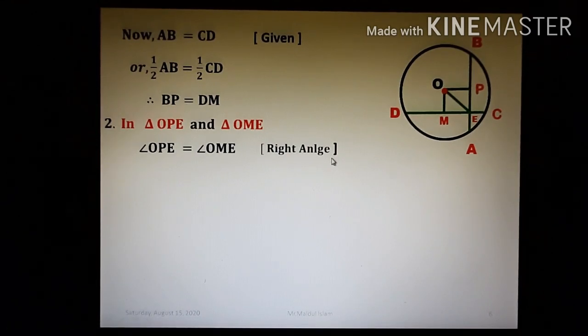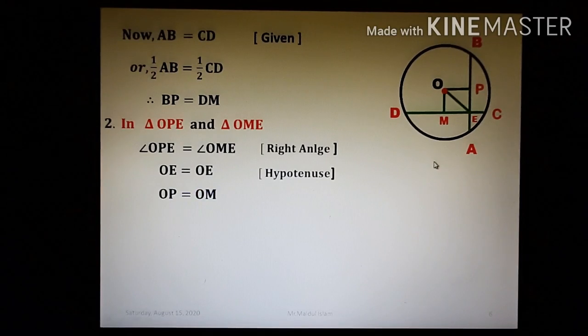Okay, my dear. Now let's see another thing. Another one is OE is equal to OE. Why OE equal to OE? You see, OE is equal to OE. It is the hypotenuse. Why is it the hypotenuse? Because O is the opposite side of angle M and M is 90 degrees.